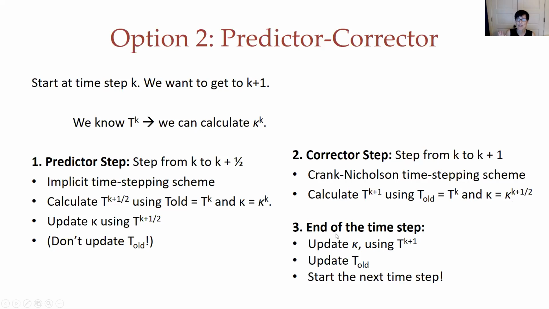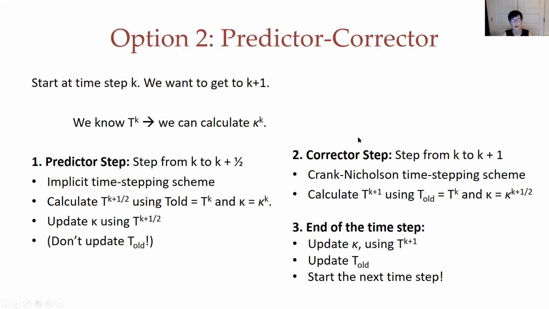All right, so at the end of the time step, you update thermal conductivity again, because this is about to become time step k for the next step to time step k+1. So you update the thermal conductivity again using the new temperature that you calculated, and now you update T old so that you're completely ready for the next time step. You've just updated what's about to be T at time step k and thermal conductivity at time step k. So you could start the next predictor step.